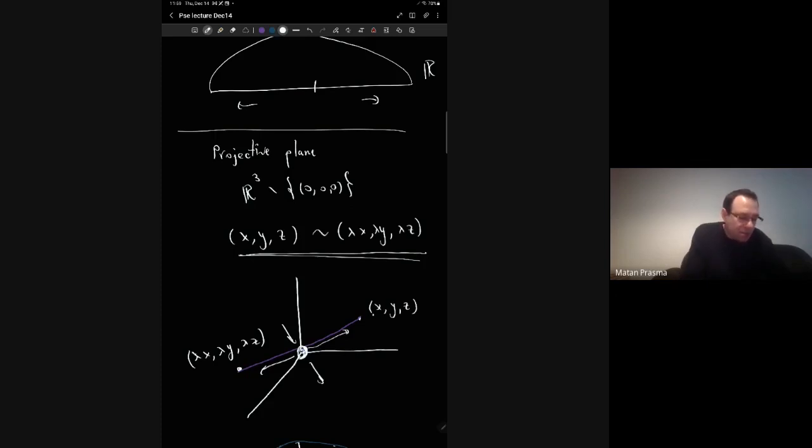Okay, so we will not do a lot of projective geometry, but I think the idea of the projective planes will be useful to give you intuition on what's coming up on elliptic curves.